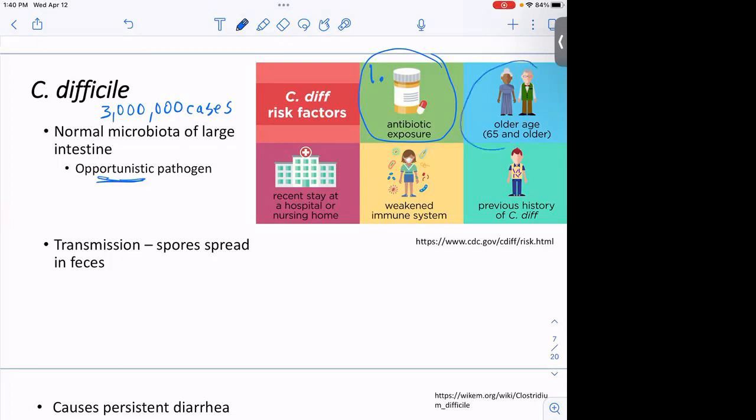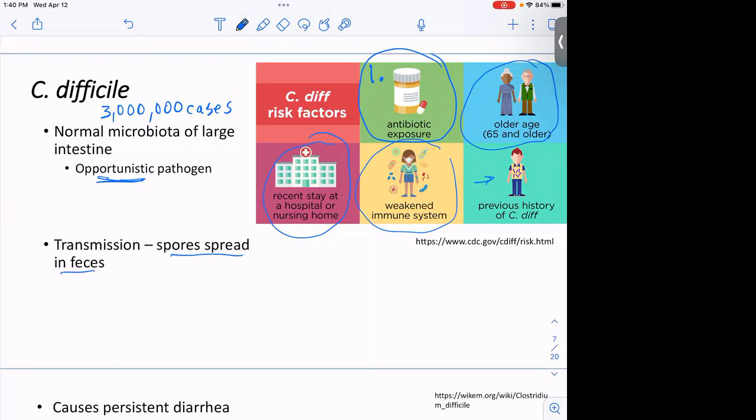Also, just being older, being in some kind of long-term care facility or having a hospital stay, a weakened immune system, that's kind of a catch-all. And if you've had C. diff before, you're more likely to get it again. Okay, so those are some of the risk factors. The spores are spread in feces.